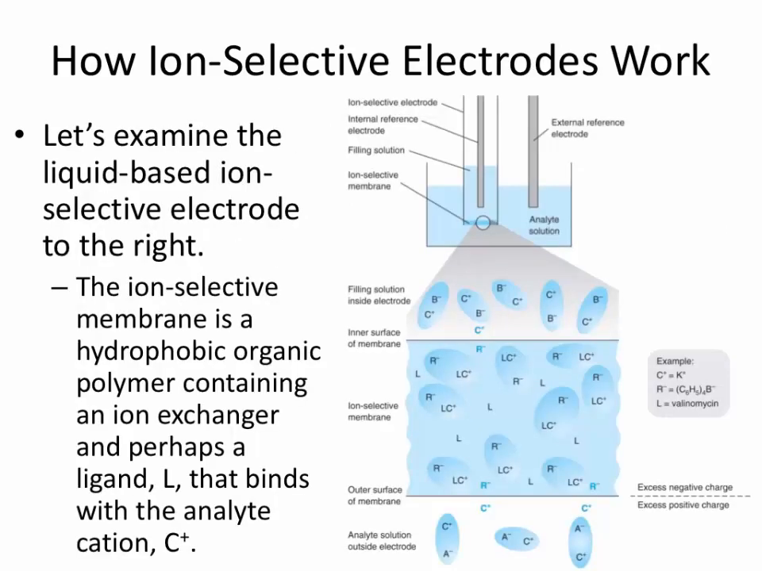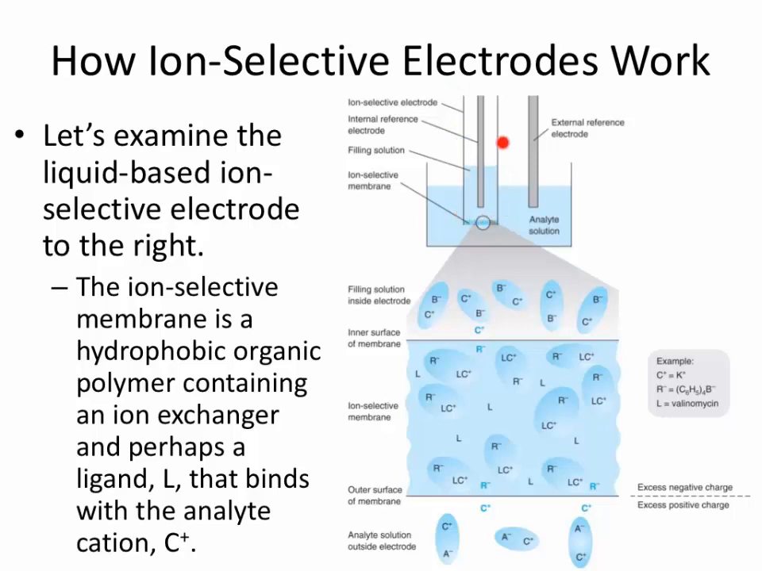Now let's examine the liquid-based ion-selective electrode that we have over here to the right. The ion-selective membrane is a hydrophobic organic polymer containing an ion exchanger and perhaps a ligand, L here, that binds with the analyte cation, which we're symbolizing here with a C+. Now we have here a container containing our analyte solution down here. We have an external reference electrode here, and then we have an internal reference electrode in there.